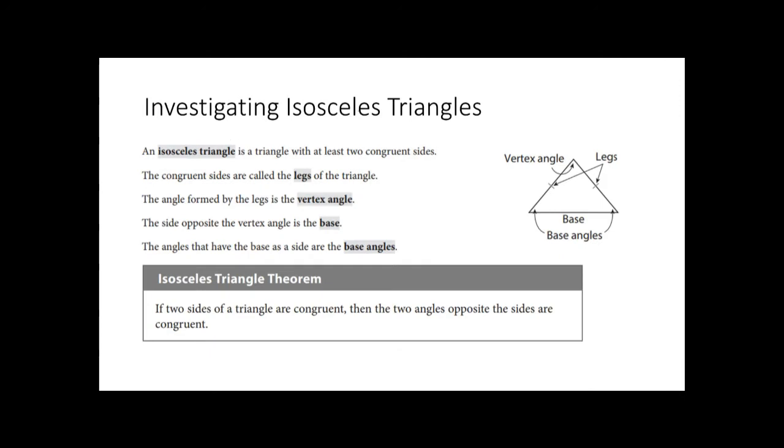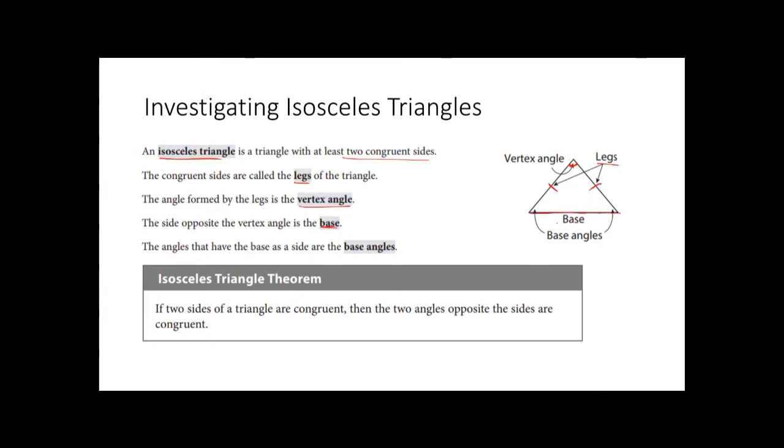All right, so investigating isosceles triangles. An isosceles triangle is a triangle with at least two congruent sides. One, two, very nice. The congruent sides are called the legs of the triangle. So again, legs, the ones I just marked. And the angle formed by the legs is the vertex angle. So the angle formed by those two legs is the top one right here. That's the vertex angle.